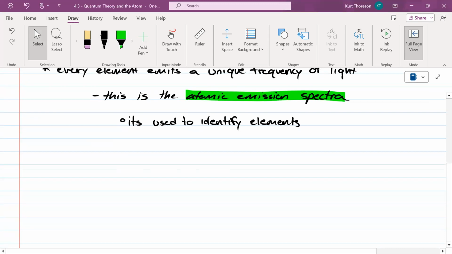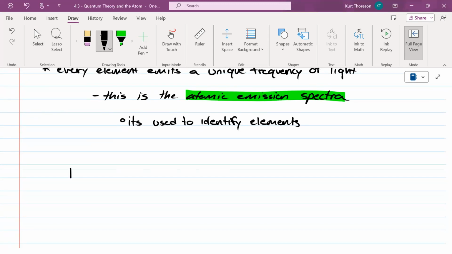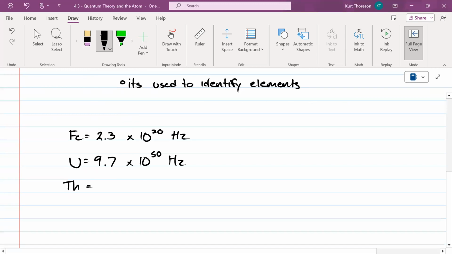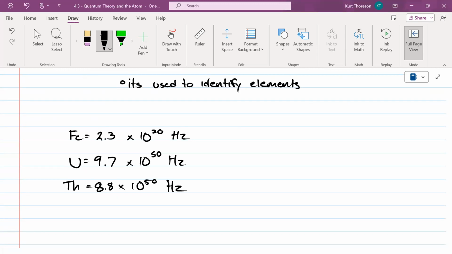You ready? Watch this. Let's say that iron gave off a frequency of 2.3 times 10 to the 20th hertz. Let's just pretend, okay? Totally pretend. Uranium gives off 9.7 times 10 to the 50th hertz. And then thorium gives off 8.8 times 10 to the 50th. There's an asteroid that hits Earth. Boom! Right in your backyard. It's about the size of a chihuahua's head. Not a big deal. We have no idea what elements this is made of.